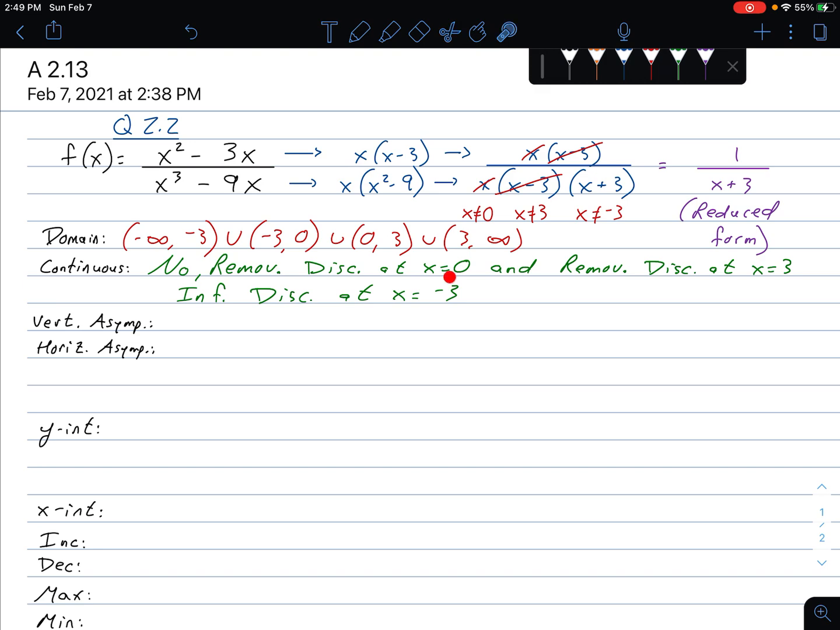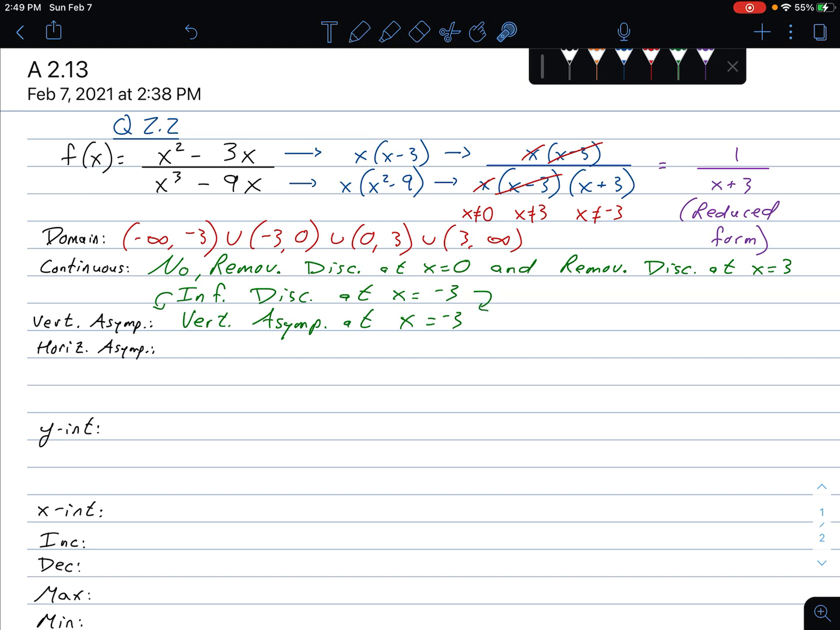So 2 removable at 0 and 3 from those 2 factors I canceled. The one left over, at -3, was where I have an infinite discontinuity, and that is exactly where I have a vertical asymptote. Vertical asymptotes occur at infinite discontinuities. It's always the same. So these are the same as expected.